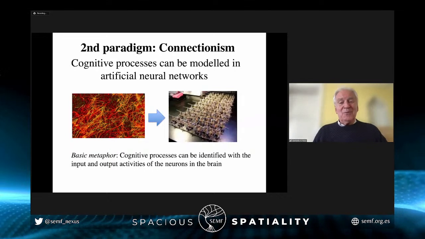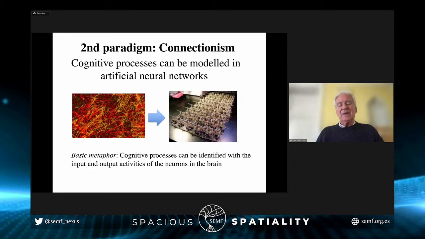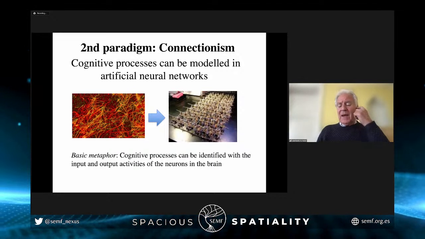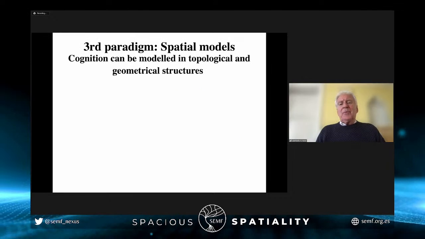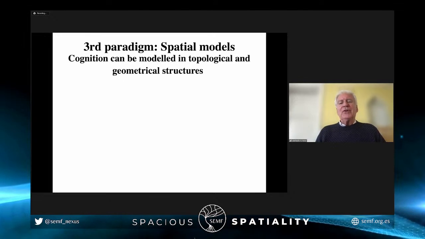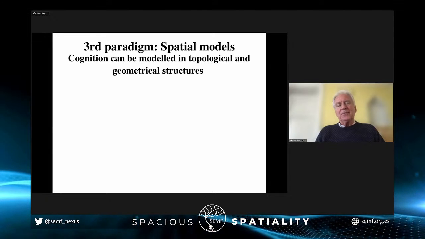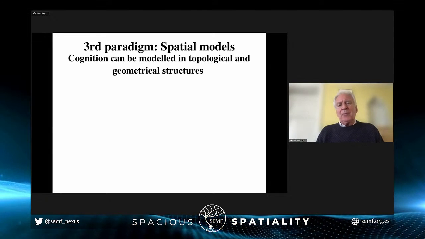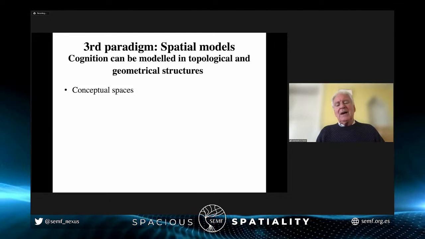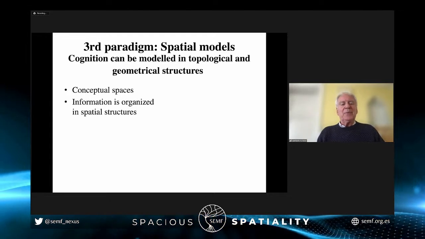So these are maybe the two major paradigms of how to represent information in modeling cognition of humans and of animals. And then I and some other people have proposed that maybe the brain is more a geometric or topological machine that works with some kind of topological or general geometrical structures. And you work with different kinds of spatial models. I mean, there are more people than me working in this area. But anyway, I proposed some 20 years ago this idea of what I call conceptual spaces.